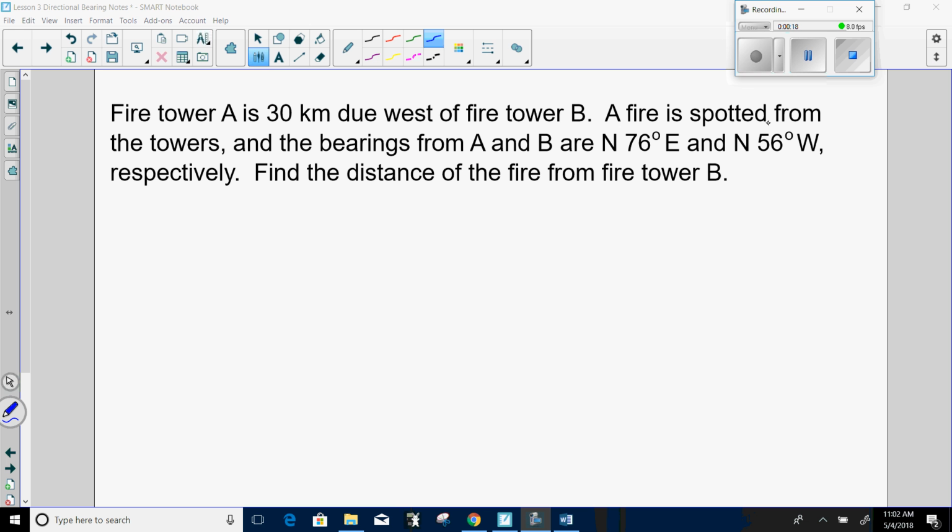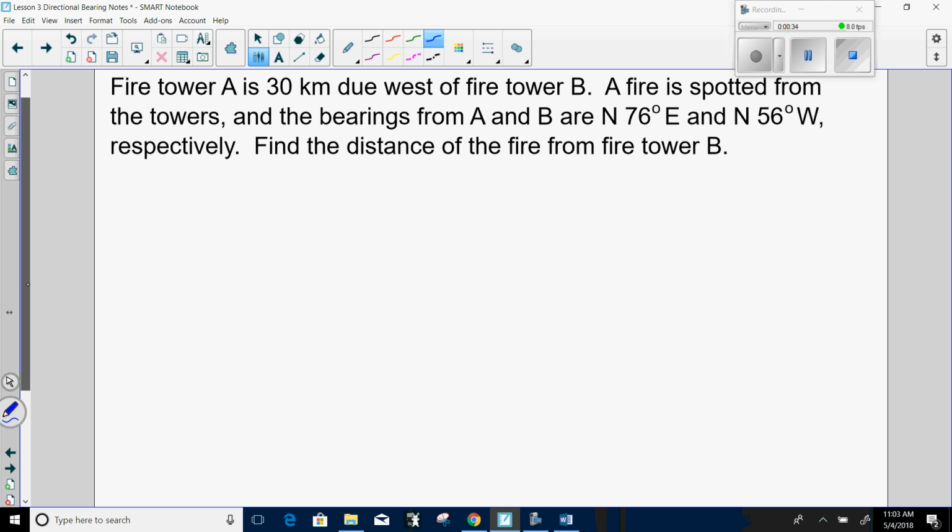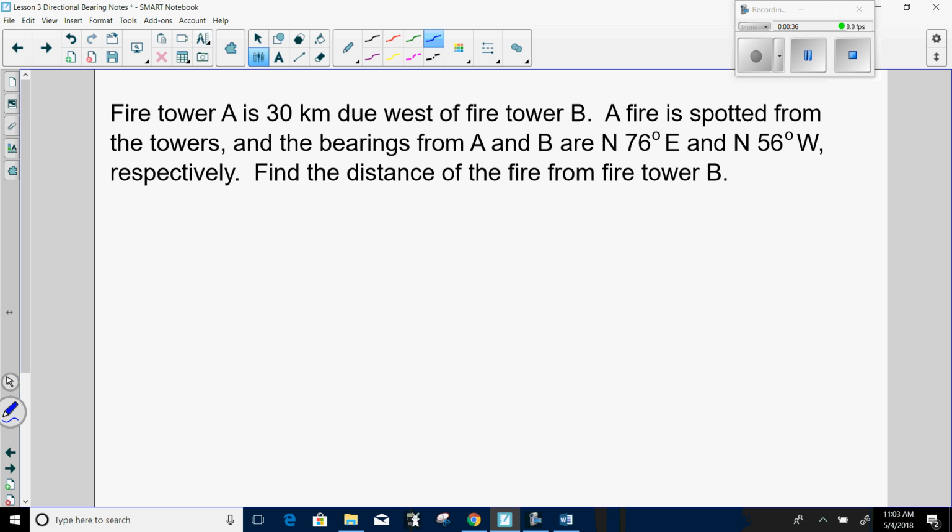A fire is spotted from the towers, and the bearings from A and B are north 76 degrees east and north 56 degrees west, respectively. Respectively means in order. Find the distance of the fire from fire tower B. So what we need to do is draw this. The big thing is you need to know where A and B are. It says A is west of B.